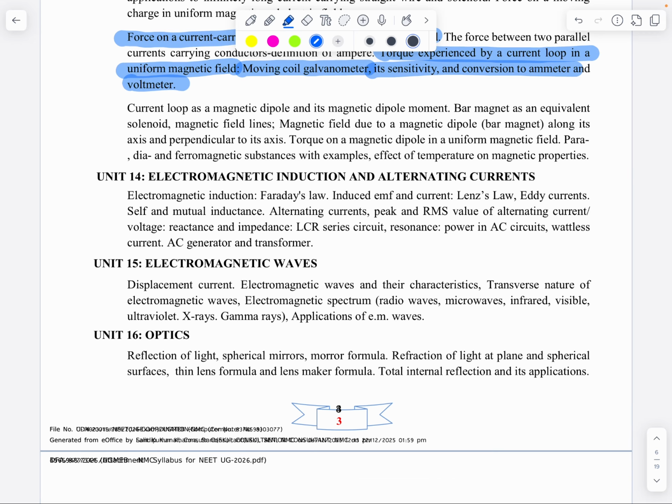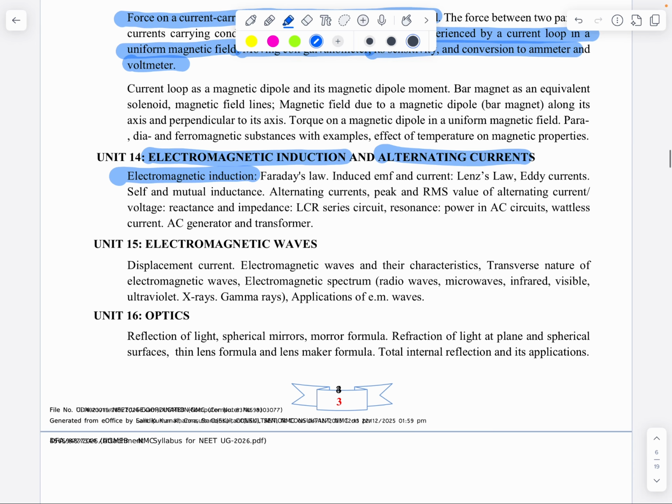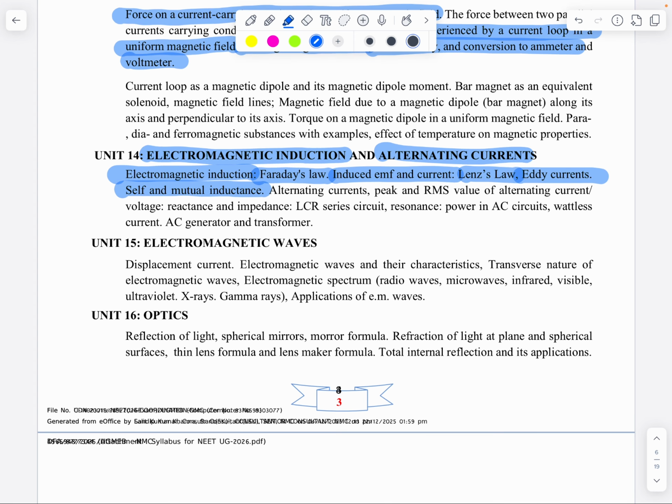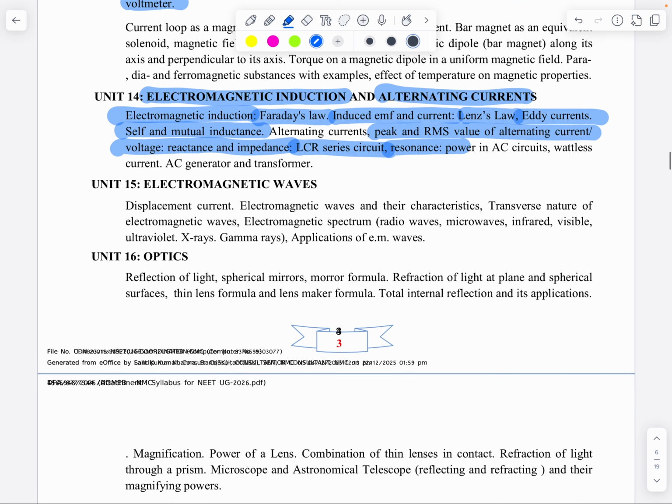The next unit is electromagnetic induction and alternating currents. It includes Faraday's law, induced EMF and current, Lenz's law is very important. Eddy currents, self and mutual inductance. The alternating current chapters include peak and RMS value of alternating current, voltage, reactance and impedance. LCR series circuit is important. Resonance. So all in all, this whole chapter is very important.